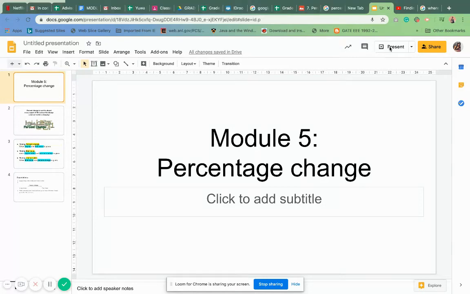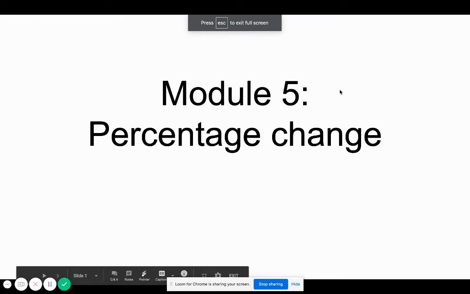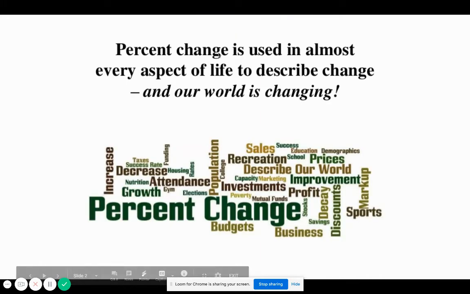In this module, you're going to learn about percentage change. Let's look at what percentage change is. Percentage change is used in almost every aspect of life to describe change, and our world is always changing.